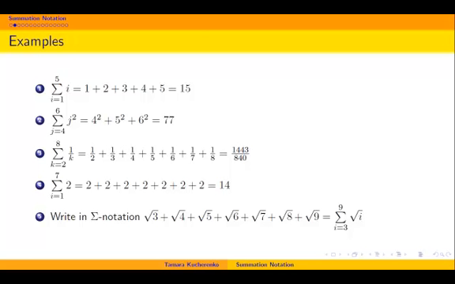We also can write the general term as square root of j plus 2. In this case, we start our summation at j equals 1 and end it at j equals 7. There are many other ways of expressing this sum in sigma notation.